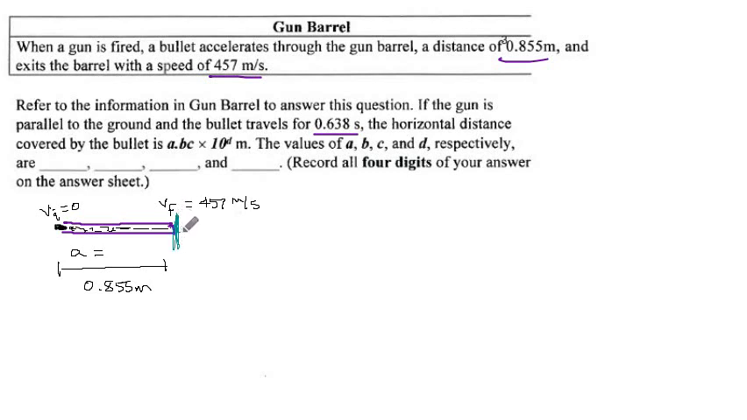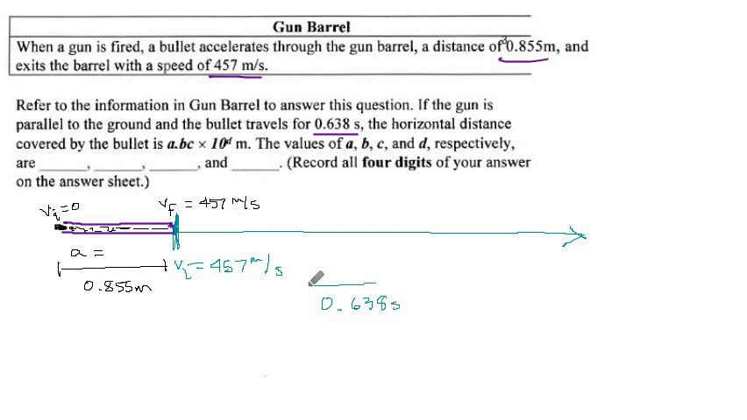Starting from the muzzle, the round continues to fly horizontally. And if we're looking at this interval, we would say that the initial velocity is 457. We start with 457, and then they say it flies for 0.638 seconds, and then I guess it hits something, and they want to know how far did the round have time to travel in 0.638 seconds.